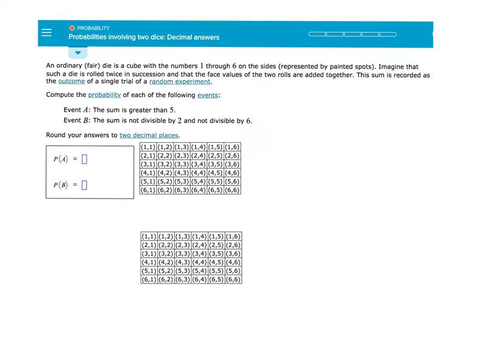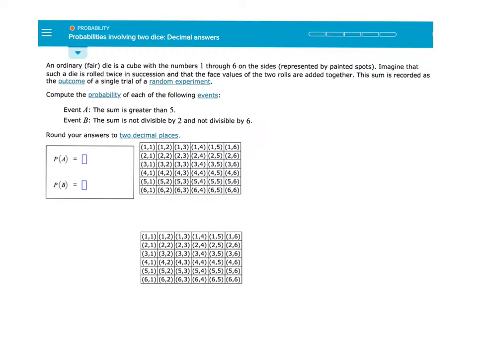Compute the probability of each of the following events. Event A, the sum is greater than 5. Event B, the sum is not divisible by 2 and not divisible by 6. Round your answers to 2 decimal places.